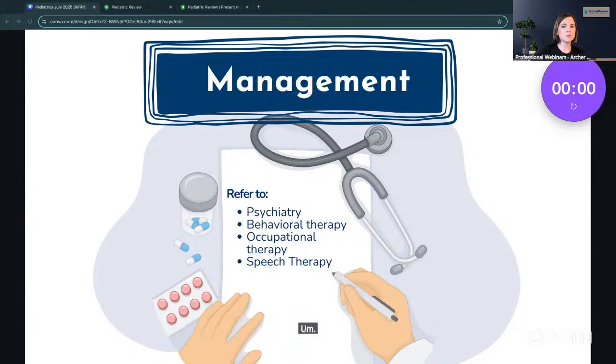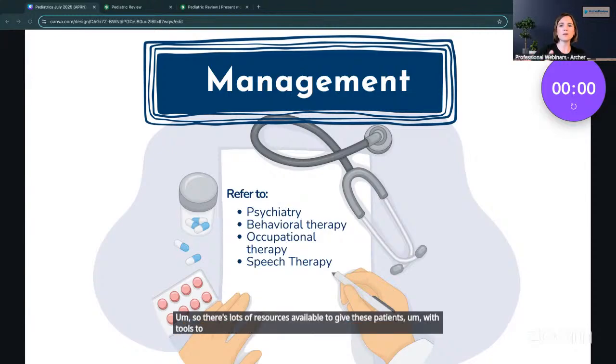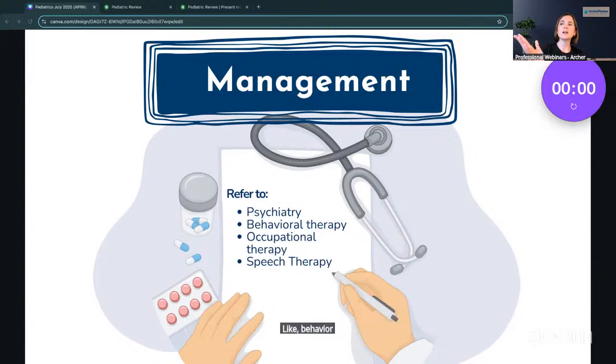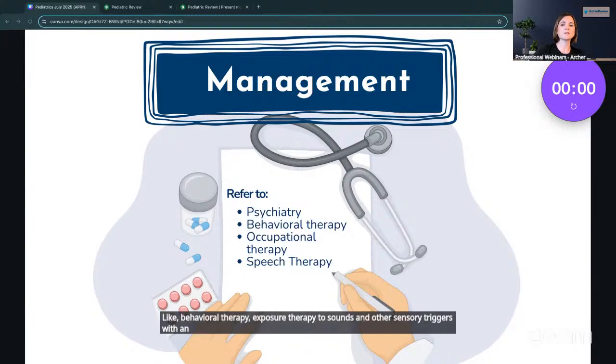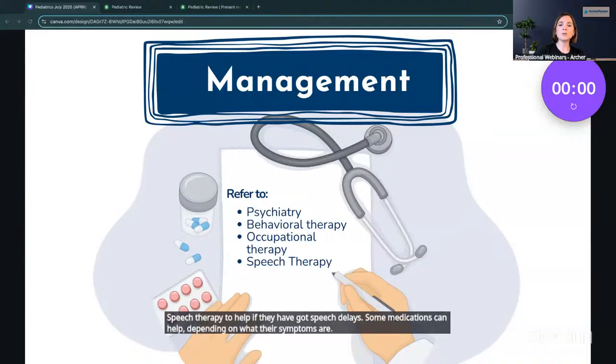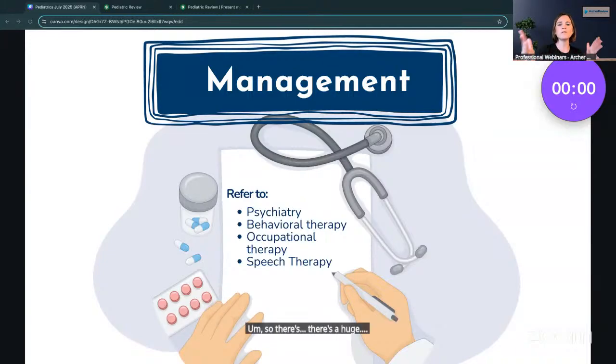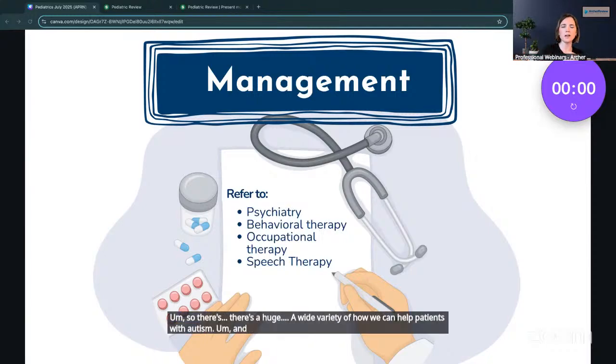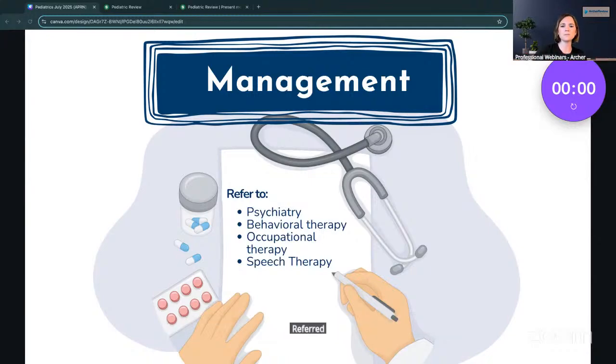So there's lots of resources available to give these patients tools to help with daily life, like behavioral therapy, exposure therapy to sounds and other sensory triggers with an occupational therapist, and speech therapy if they have speech delays. Some medications can help depending on what their symptoms are. So there's a wide variety of how we can help patients with autism. And as a primary care provider, you are catching and screening that first and really getting them referred out to where they need to go.